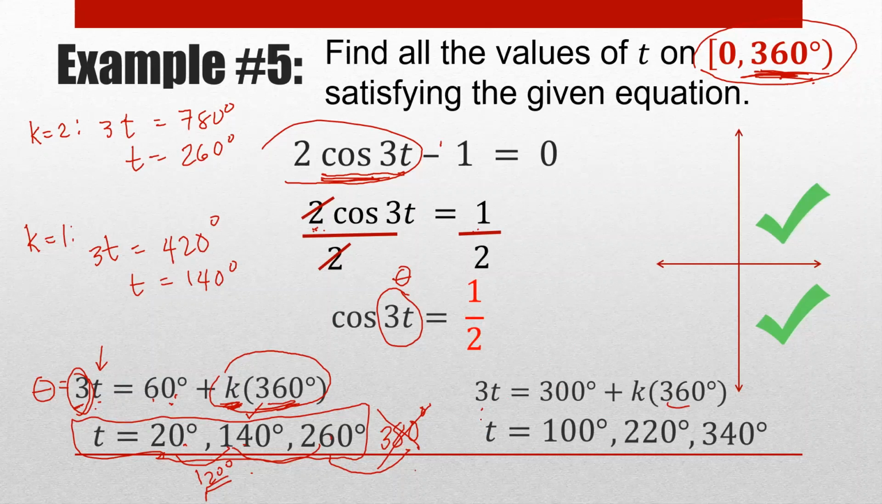So, again, these are the other set of values of t satisfying the equation and at the same time on this interval. They are on this interval. Okay, so there are 6 values of t. Our answer is 20, 140, 260, 100, 220, and 340.